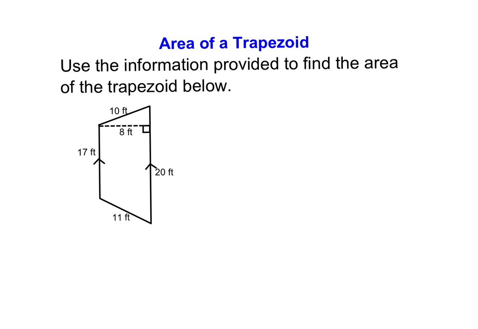So now let's find the area of this trapezoid. When I take a look at this trapezoid, I notice that it looks like it's on its side, but finding those key values is going to be the same type of process.